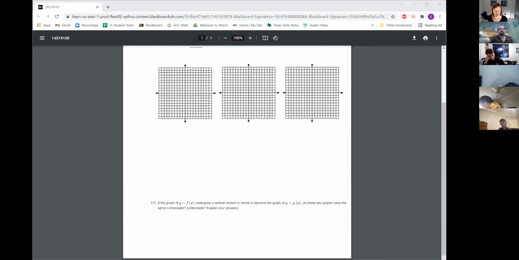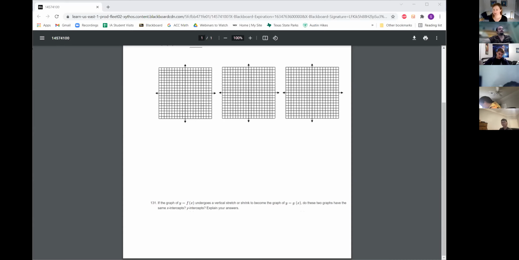Okay, so it says if we have a graph, which is y equals f of x, and it gets a vertical stretch, so it's going skinny, tall and skinny, holding your breath, stand on your toes, or a shrink, we step on it with our boot, to become a new graph, which is g of x. Do the graphs have the same x-intercepts? What do we think? If I make it skinny or I step on it and make it fatter, is it going to have the same x-intercepts?